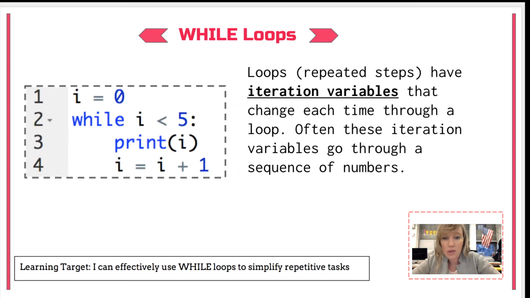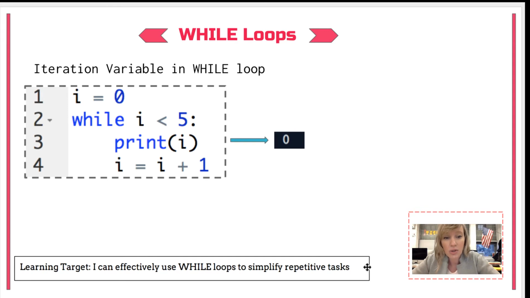Okay, so loops like both for and while have iteration variables, and we talked about this before, that change each time through the loop. Often these iteration variables go through a sequence of numbers. So for this one, i is equal to 0. We're gonna look at the first couple sequences here. So the iteration variable in the while loop is i in this situation. Unlike the iteration variable in the for loop, I have to define the iteration variable before I start the while loop. So here I said i is equal to 0. That gives me a little bit more freedom because it doesn't always start at 0 like the for loop. So I can tell it whatever I want the variable to be equal to.